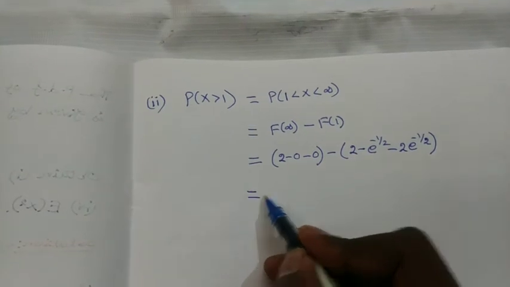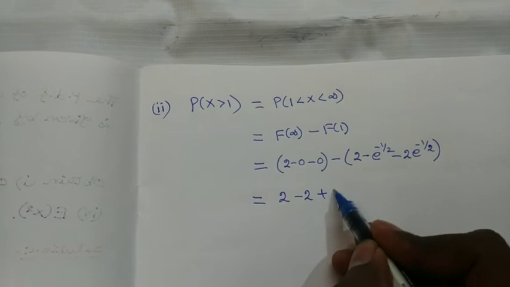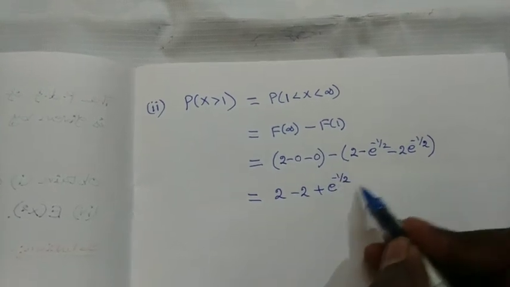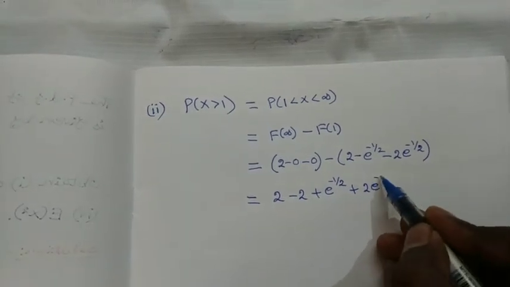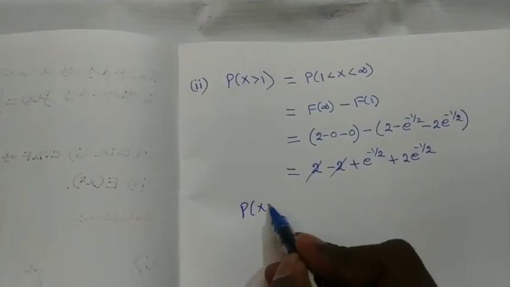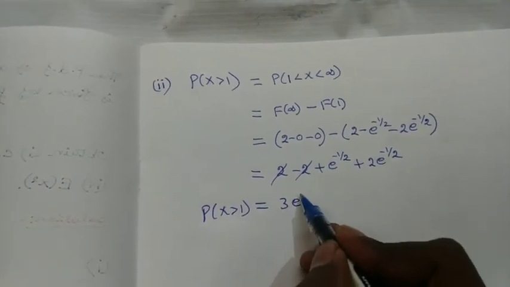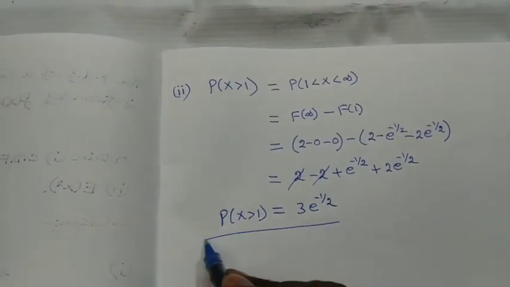So now I am going to simplify. 2 minus 2 plus e power minus 1 by 2 plus 2 into e power minus 1 by 2. The 2s cancel. So P of x greater than 1 is, adding these two, 3 into e power minus 1 by 2. So this is the answer.